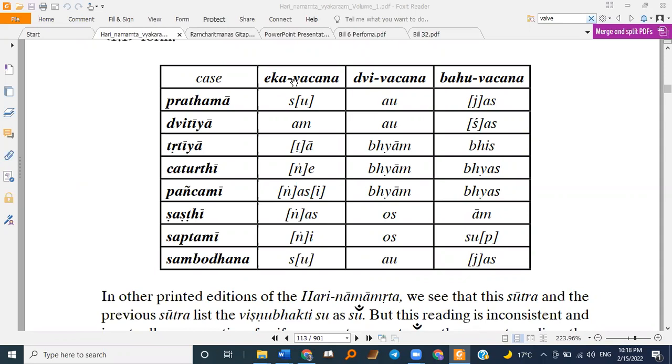While we pronounce it, we'll pronounce it the horizontal way. Su, au, jas, am, au, shas, ta, bhyam, bhis, ne, bhyam, bhyas, masi, bhyam, bhyas, mas, os, am, ni, os, sup. And the Sambodhana pratyayas are the same as those of the Prathama. Su, au, jas. So like that. 21.